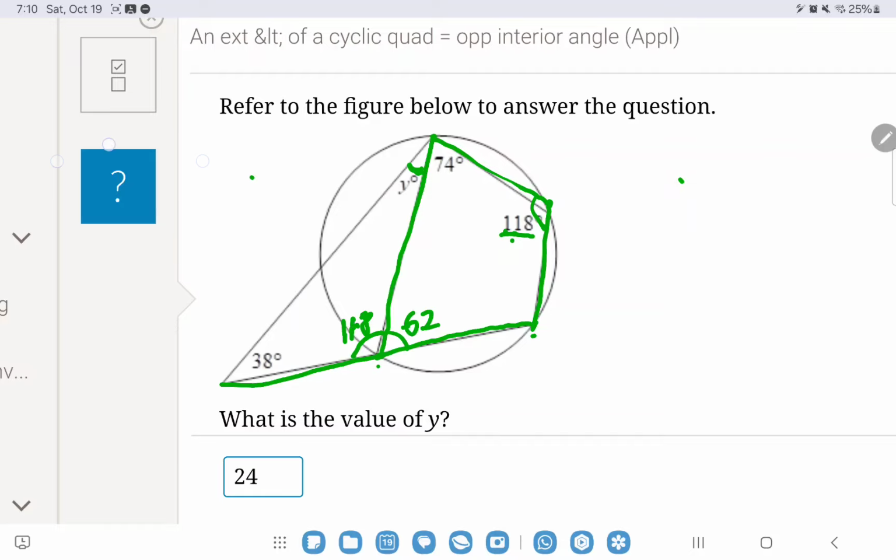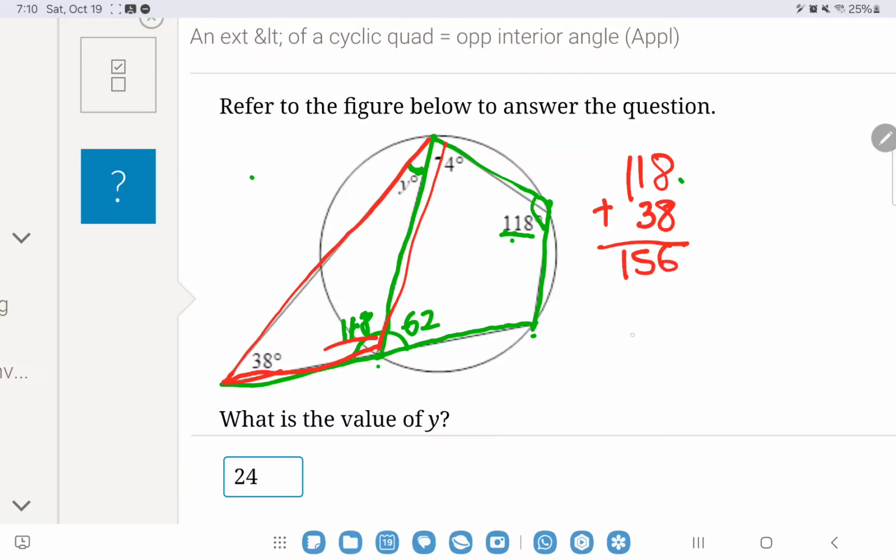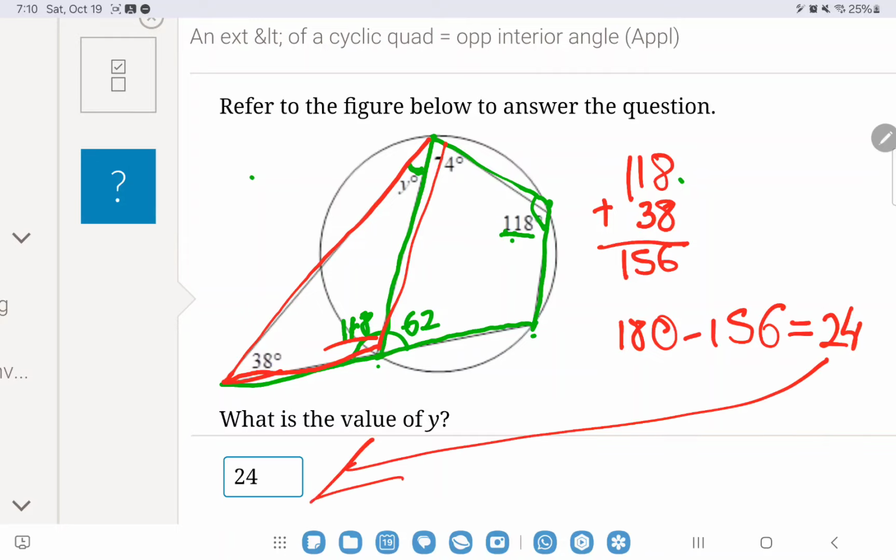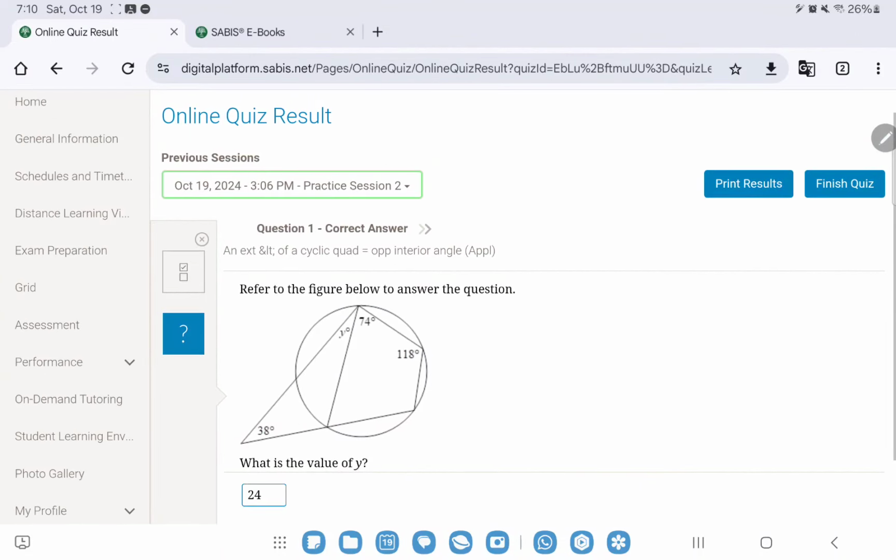Either way works. Now with this, we could see that we have a triangle here, and we need y, so 118 plus 38 is 156, subtracted from 180. You're going to find that 180 minus 156 is 24. That's how you get this answer. It's really easy. Now let's move on to the next question.